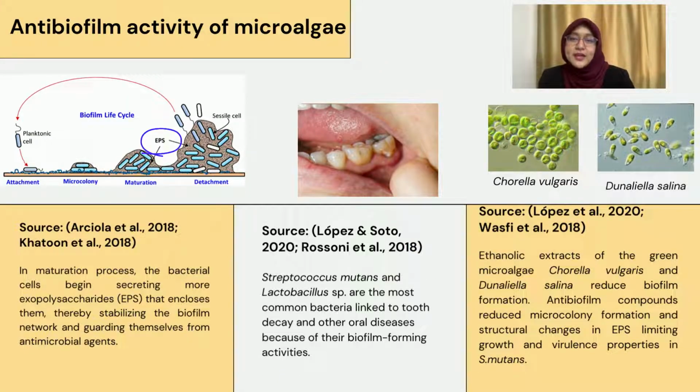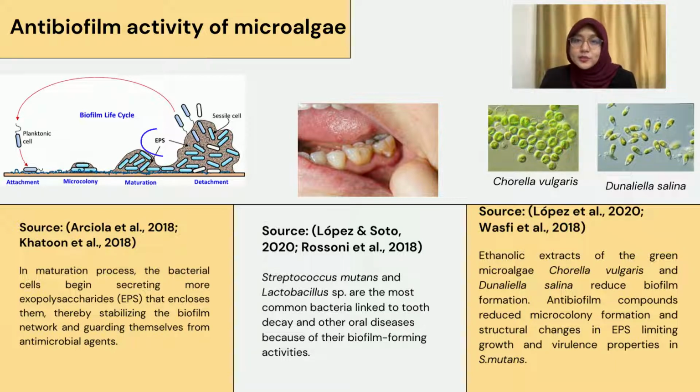Moreover, I would like to explain the antibiofilm activity of microalgae. Exopolysaccharide (EPS) production is part of the biofilm maturation process, in which the biofilm matrix gradually builds up and a larger bacterial aggregate known as the tower form appears. At this point, the bacterial cells begin secreting more EPS that enclose them, thereby stabilizing the biofilm network and guarding themselves from antimicrobial agents.